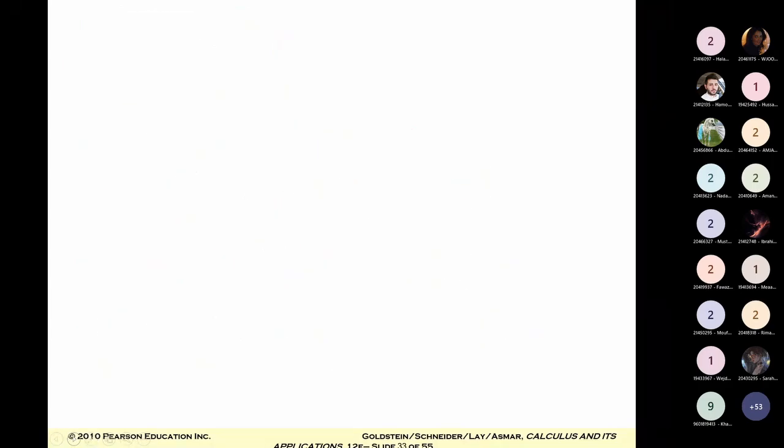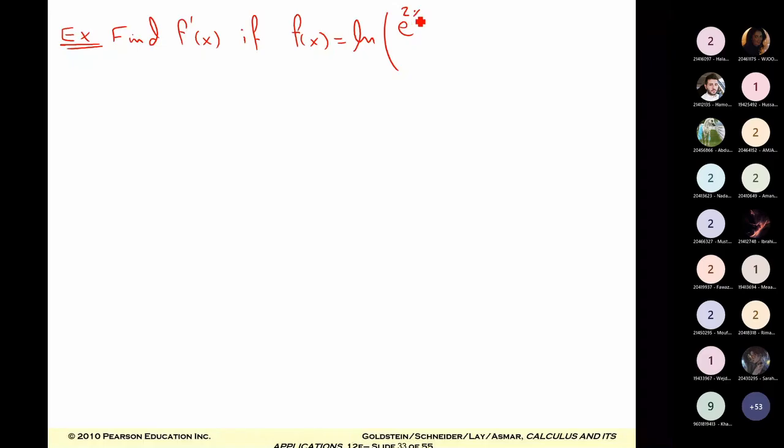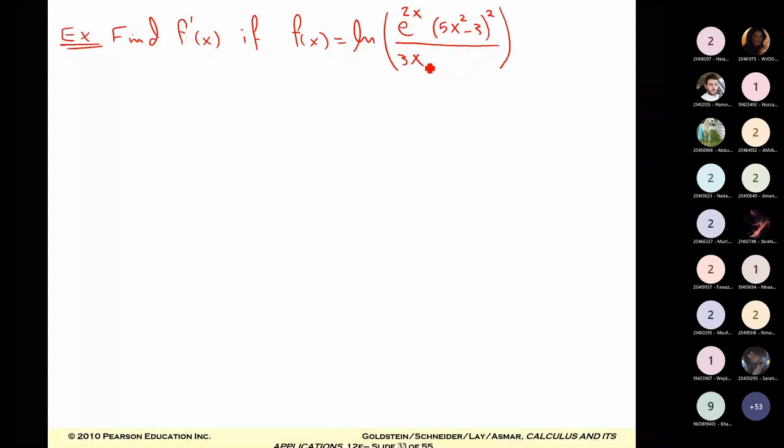If we need to find the derivative, for example, find f prime of x if f of x equals ln of e to the power 2x times 5x squared minus 3 all to the power 2 over 3x to the power 4 and 6x minus x squared, like this. Okay, now the solution.